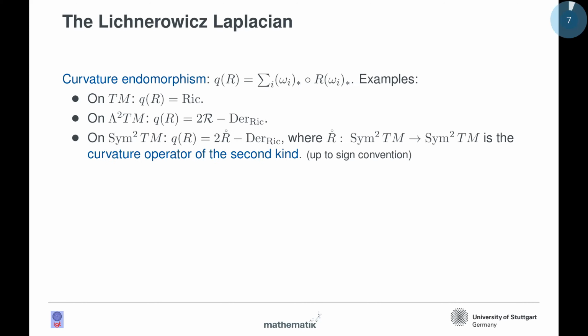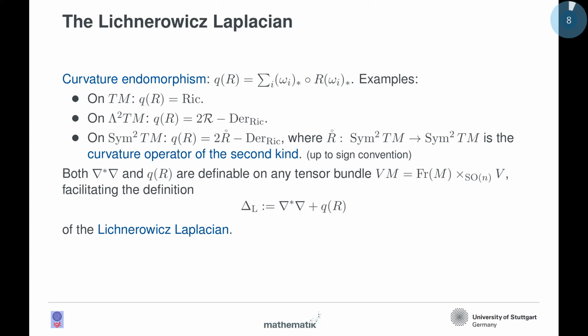On symmetric two-tensors, we can do something similar. We have this R circle. This is also an operator on symmetric two-tensors that you get from the Riemannian curvature. It's sometimes called the curvature operator of the second kind, and we have this formula. Sometimes the sign conventions are a bit differing.